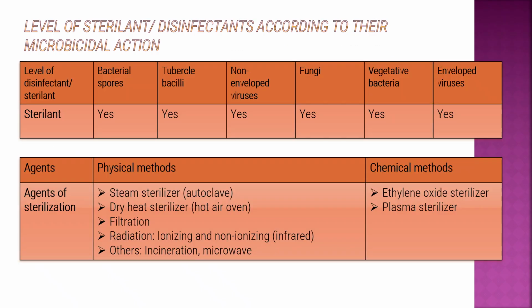The sterilant kills all bacterial spores, tubercle bacilli, non-enveloped viruses, fungi, vegetative bacteria, and enveloped viruses. So examples are the physical methods: steam sterilizer, that is autoclave; dry heat sterilizer, that is hot air oven; filtration; radiation, ionizing and non-ionizing; others like incineration and microwave. In chemical methods, ethylene oxide sterilizer, plasma sterilizer.